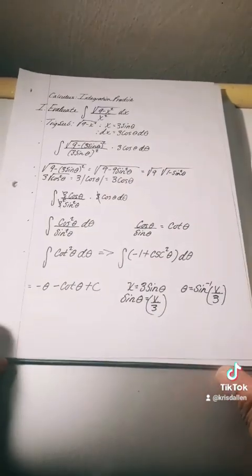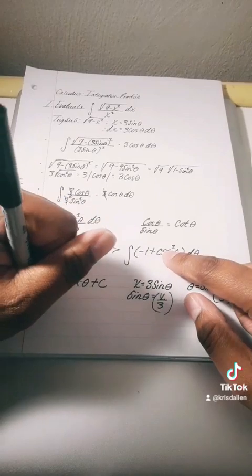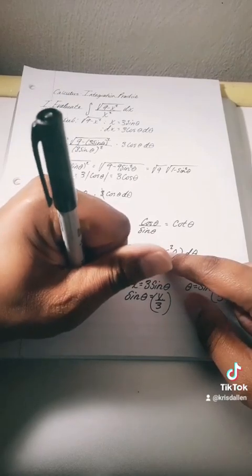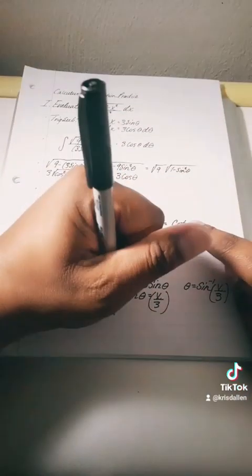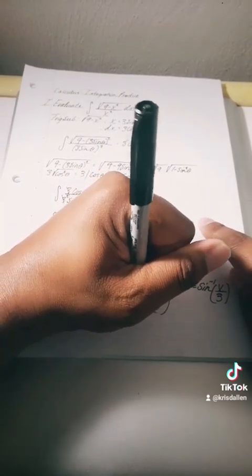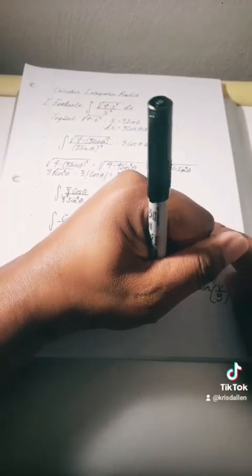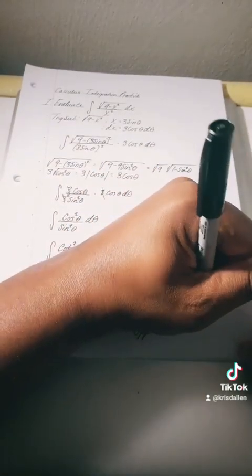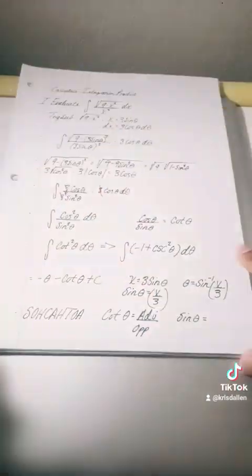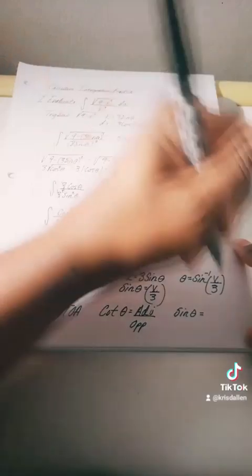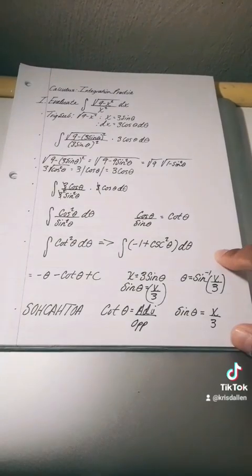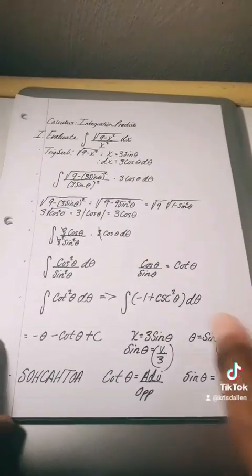Now, remember, when we use SOHCAHTOA, we know that tangent is opposite over adjacent, so that means that cotangent theta would just be the reciprocal, so it would be adjacent over opposite. Now we already know that sine theta is opposite over hypotenuse. So in our case, the opposite side would be x, and the hypotenuse would be 3. So the only side that we're actually missing is the adjacent side. So we'll need to find that, and we can use the Pythagorean theorem to do that.